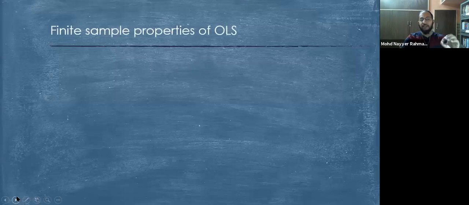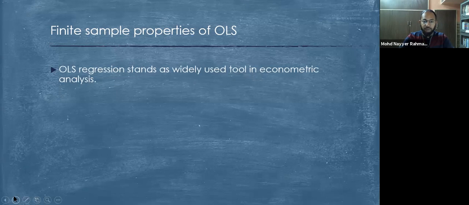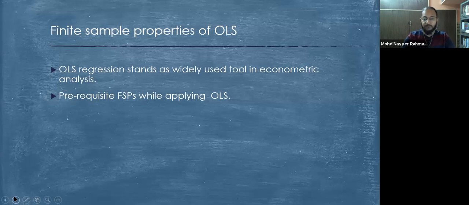So these are the finite sample properties of OLS. There are 7 assumptions of regression in econometrics. Without fulfilling those 7 assumptions, if you apply regression, it will not be taken as a dynamic model of regression. So it is a widely used tool in econometric analysis. Its prerequisites are known as finite sample properties or assumptions of regression.